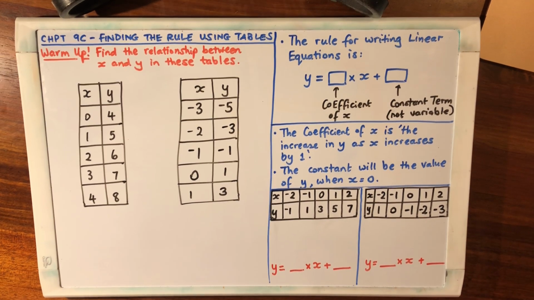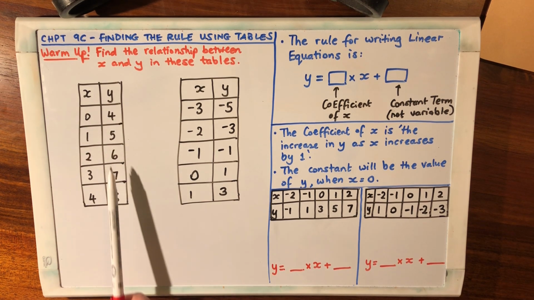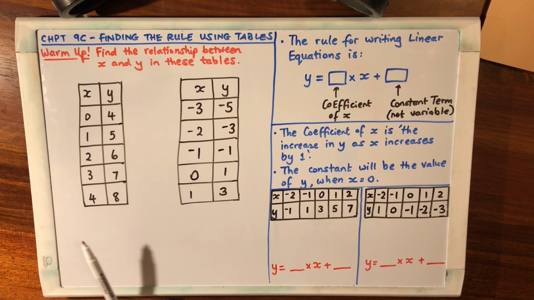There are two tables here on the left-hand side, table 1 and table 2, and I want you to pause the video and try to work out the relationship between the values in the X column and the values in the Y column for both tables. Can you find what the relationship is between the values of X and the values of Y? Pause the video and give yourself 5 minutes to work out what you think those relationships might be.